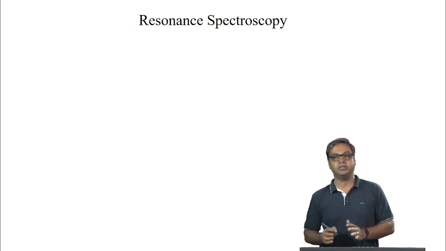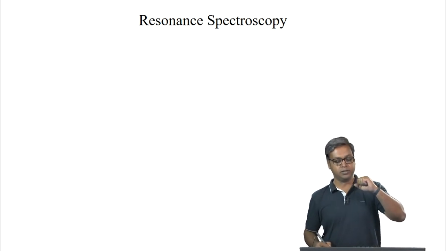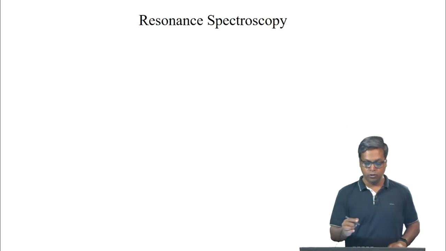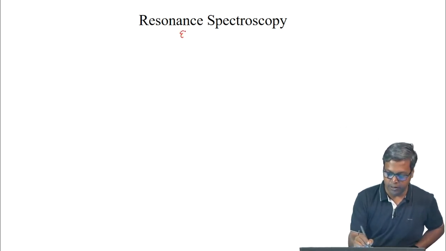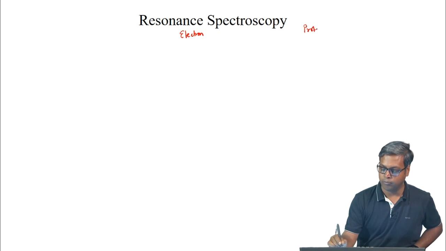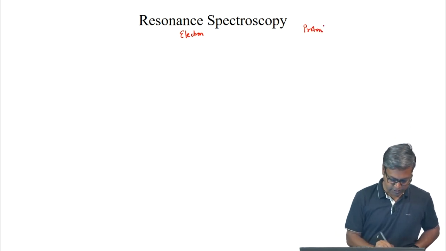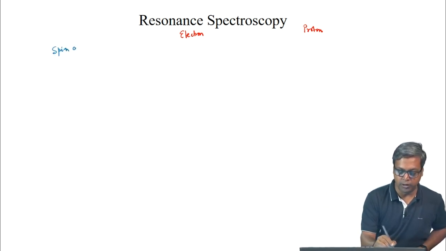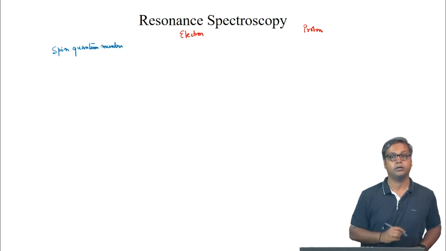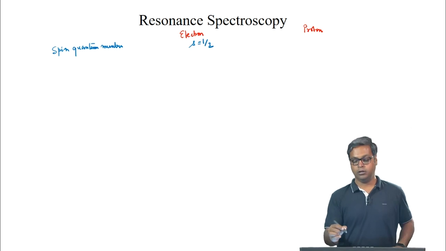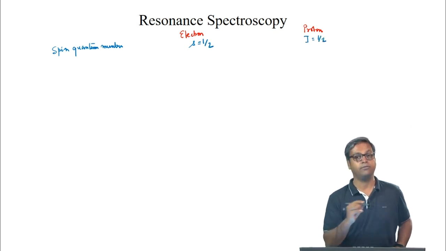So, now before we go into details of the spectroscopic techniques, let us now compare the spin and the associated magnetic properties in the two spin half particles. So, one is proton and the other is electron. So, we will make a table here to compare. We have electron here and we have proton here. So, the first thing we can compare is the spin quantum number. So, in this case we write S equals half, and for proton we write I equals half.